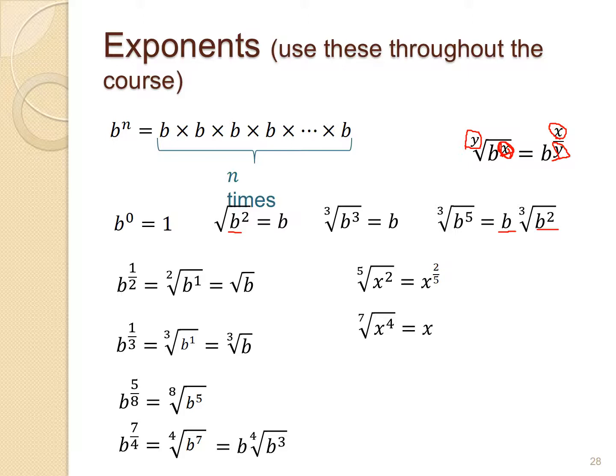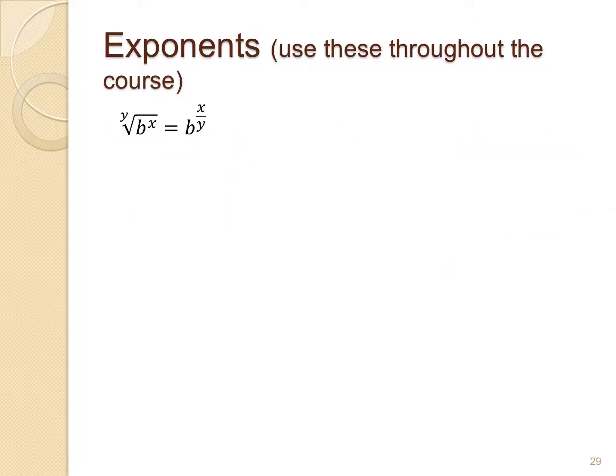Using that same kind of thing, if we have the 7th root of x to the 4th, the 4 stays with the x, so that's in the numerator, and the denominator is the root, so it becomes 4/7. Now this is something that's just helpful to remember. We're going to use this.